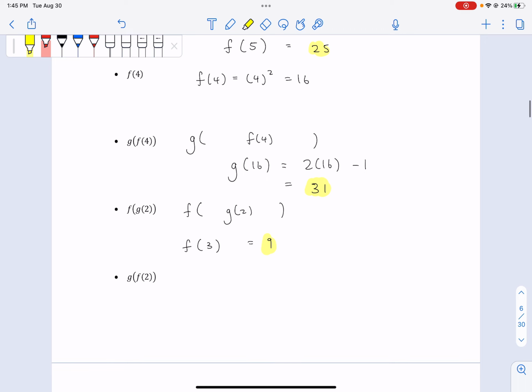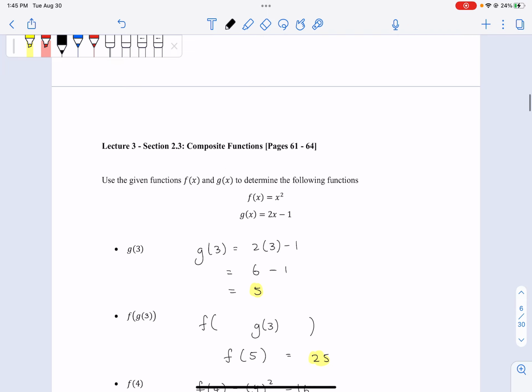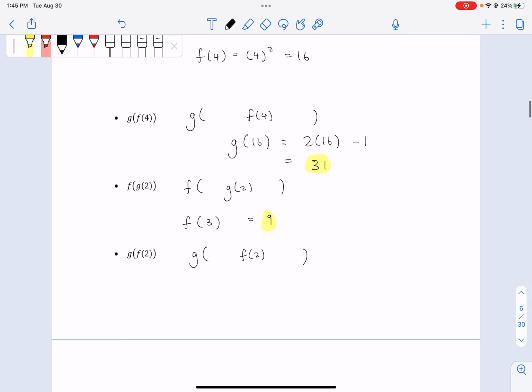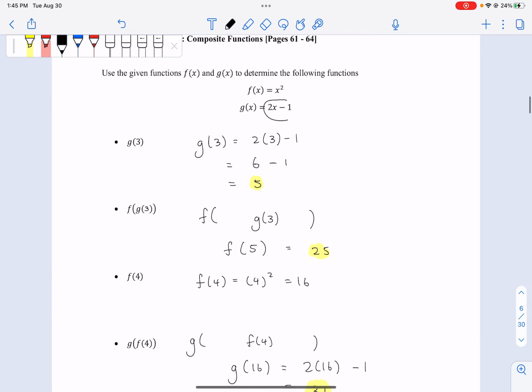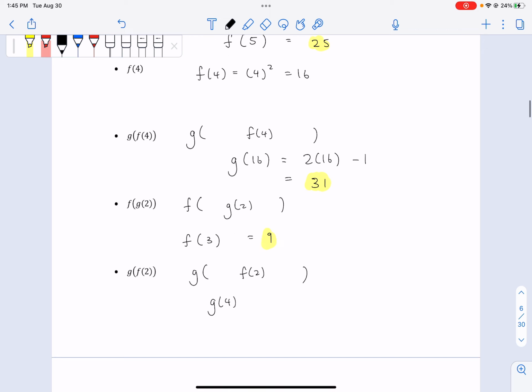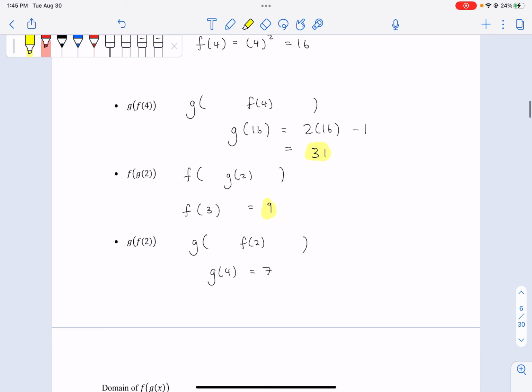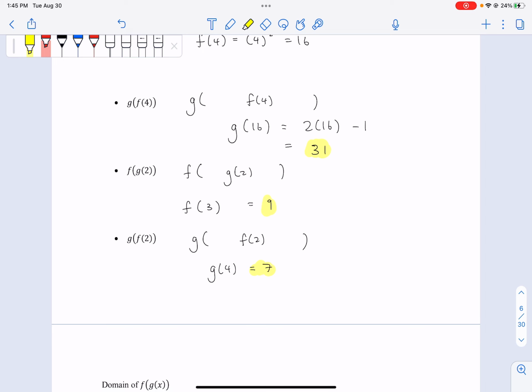G of f of 2, very similar. This is g of f of 2. What is f of 2? Well, take 2 here, that's 4. So that's g of 4. And then take the 4, plug it in here. 4 times 2 is 8, minus 1 is 7. And that is a solution.